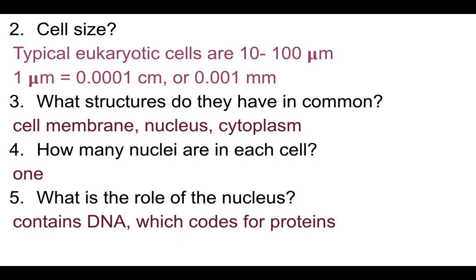Structures that cells have in common include cell membrane, nucleus, and cytoplasm. Again, if we're talking about eukaryotic cells. How many nuclei are in each cell? There'd be 1 nucleus in each cell if it's a typical cell. And then the role of the nucleus, as you know, is that it contains the DNA, which has instructions for making proteins.